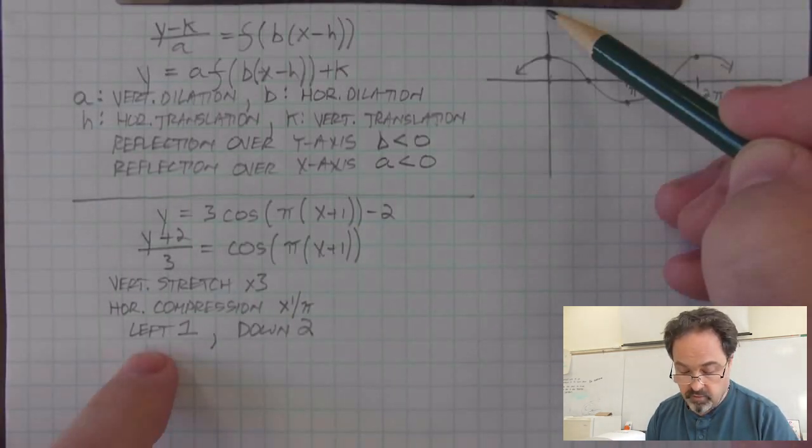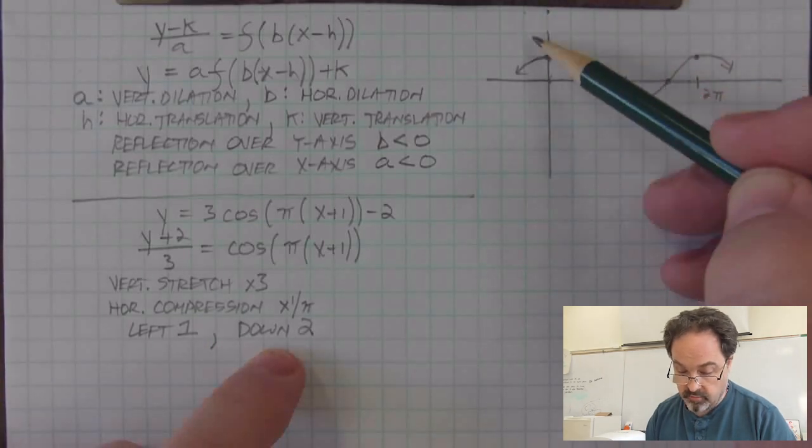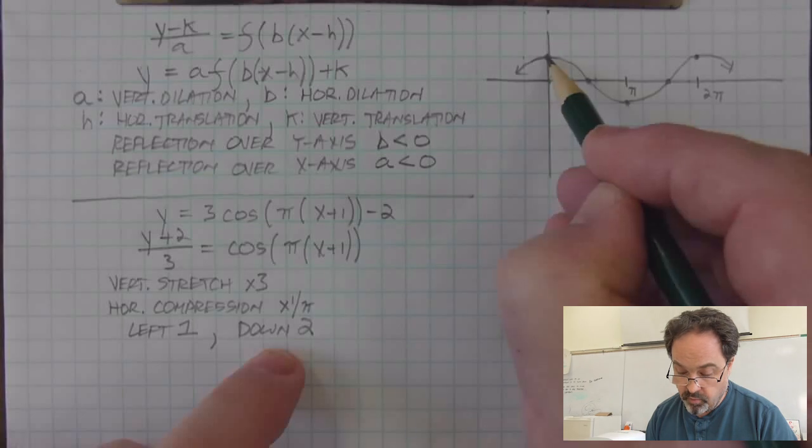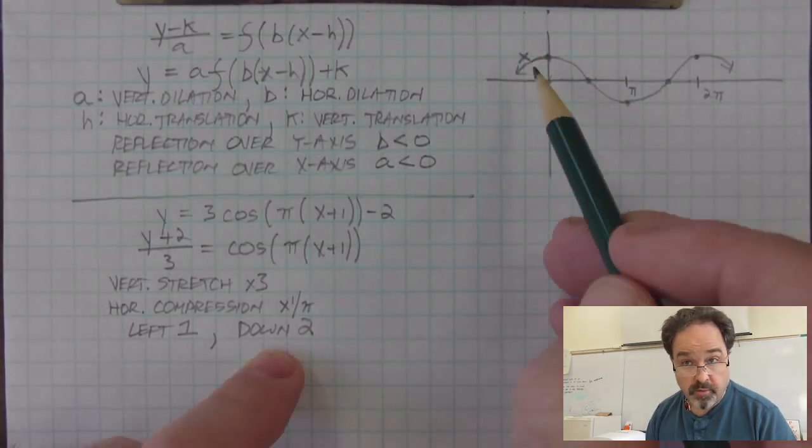Then I finish with going left 1 and down 2. Left 1 and down 2 means that this point was transformed to now be in this new location. And I'll mark it with an X.